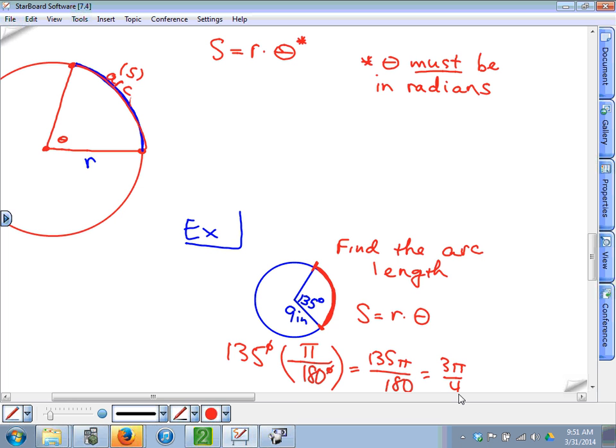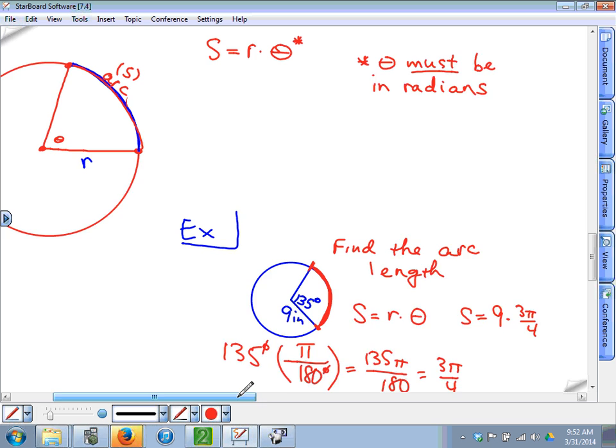Is that the answer? Is that the arc length? That's just the measure of the angle in radians. That's theta. Theta is 3 pi over 4. What do we do with theta? Plug it into the formula now. S is equal to 9 inches, or just 9, times 3 pi over 4.